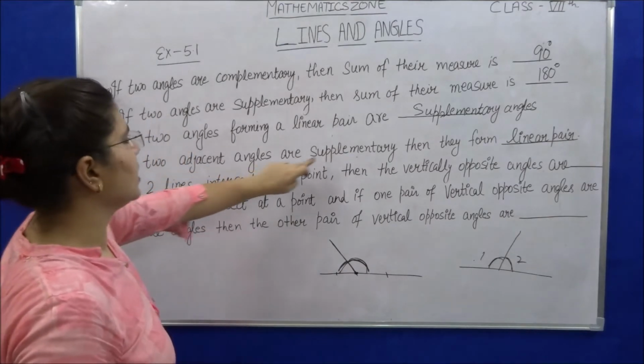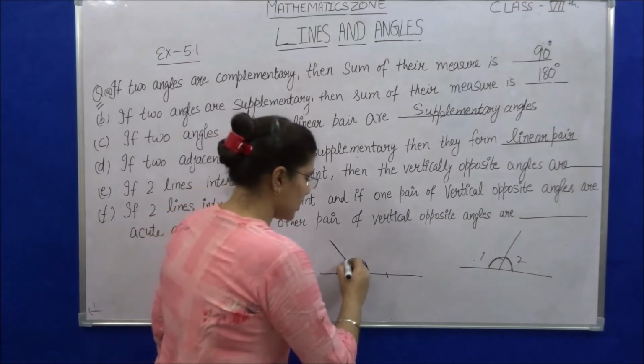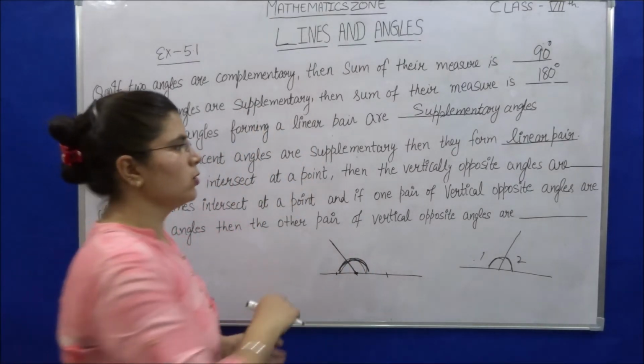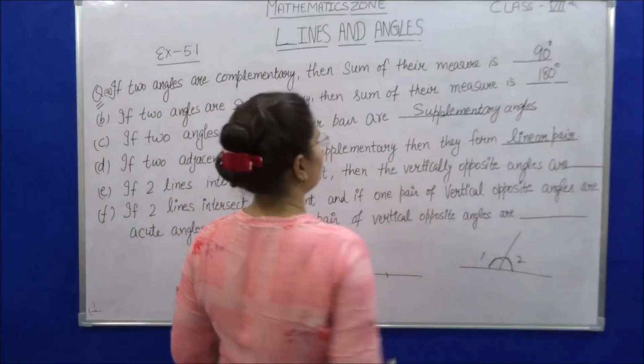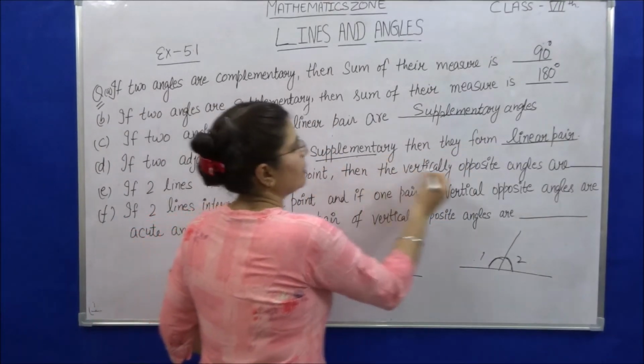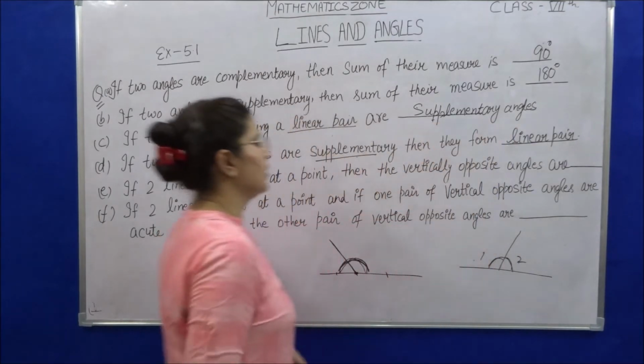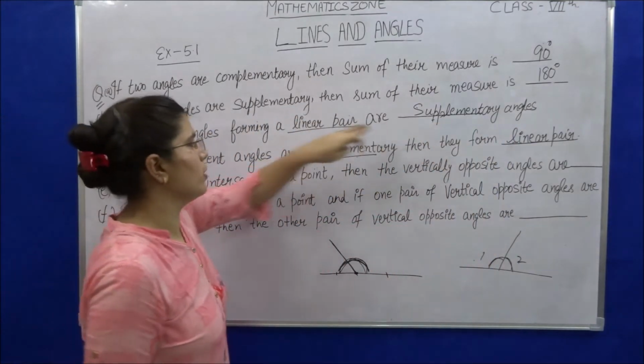Two adjacent angles are supplementary. Now, because it is given to us that the sum of these two adjacent angles is 180 degree, so definitely they will form a linear pair. Supplementary, linear pair, supplementary. Now, these are the key points.